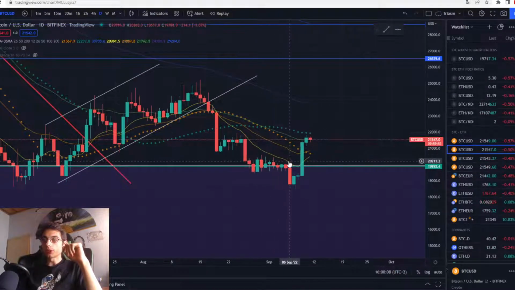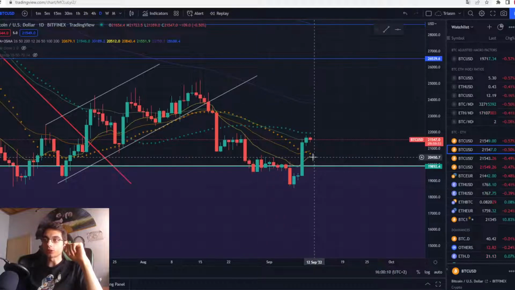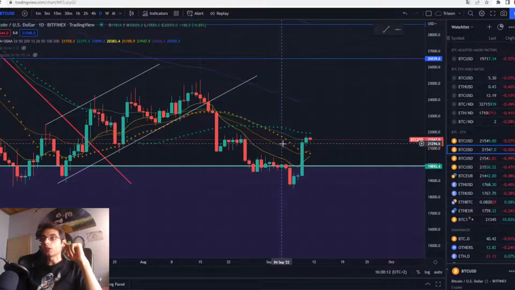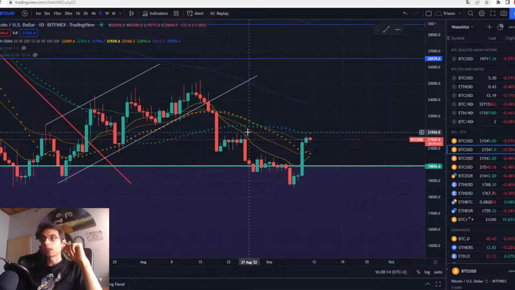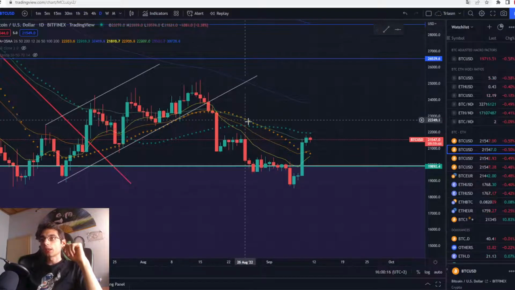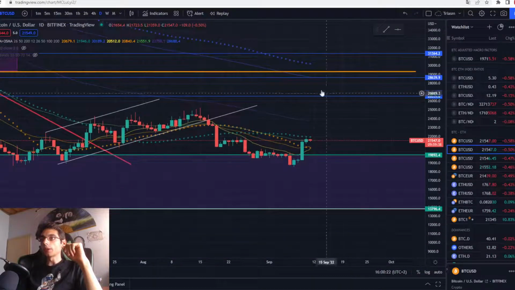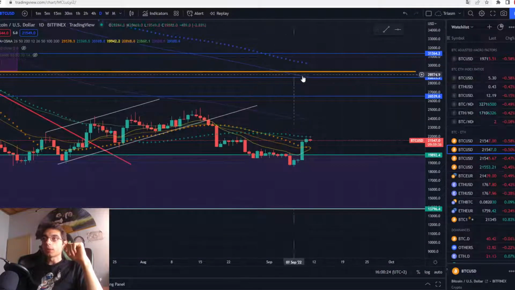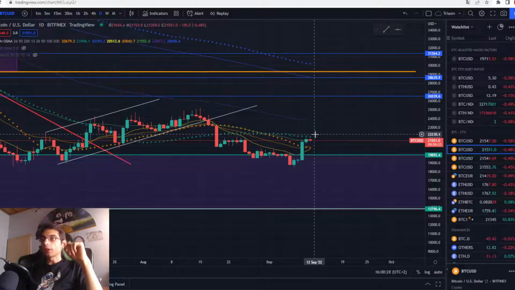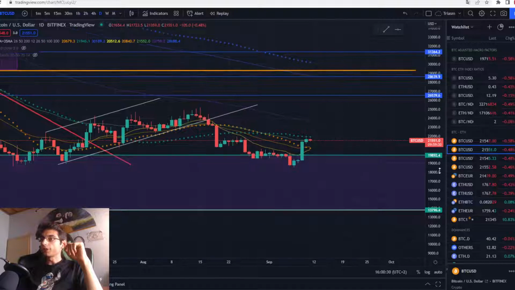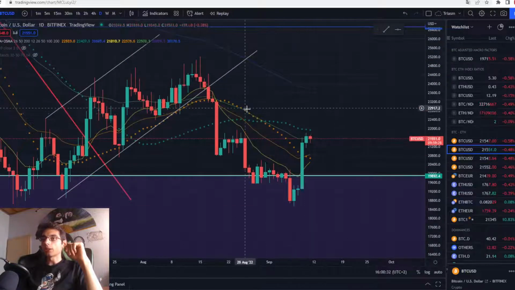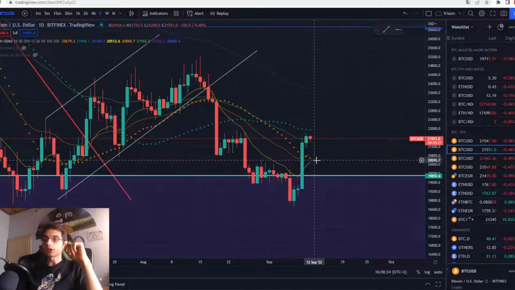So there is this yellow line that is the 12 EMA, this orange line that is the 26 EMA, this green line that is the 50 EMA, this purple line that is the 100 EMA, and the blue line right here is the 200 EMA. Instead, this is the 200 SMA. Meanwhile, the green points are the 50 SMA, and the orange points are the 26 SMA.